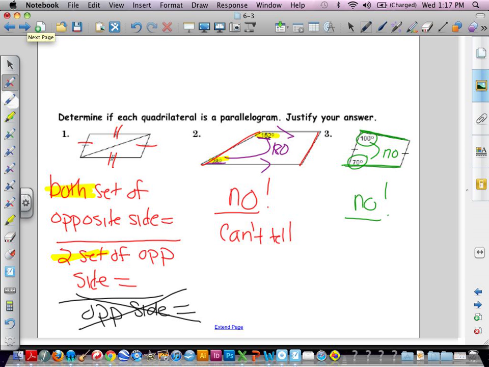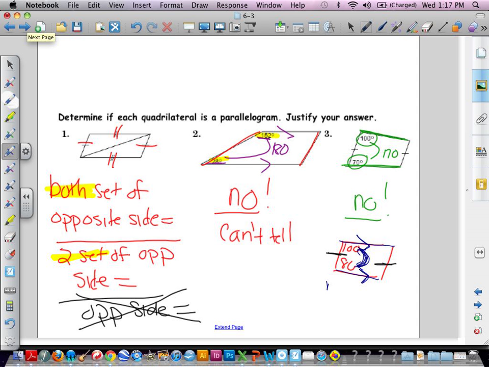Now, some of you are thinking, what if that had been 100 here and 80 there, and I still had my markings on my left and my right? Now, these add up to 180. Yes, that is right. They are consecutive interior angles. If your consecutive interior angles add up to 180, lines are parallel. So yes, you can add arrows.